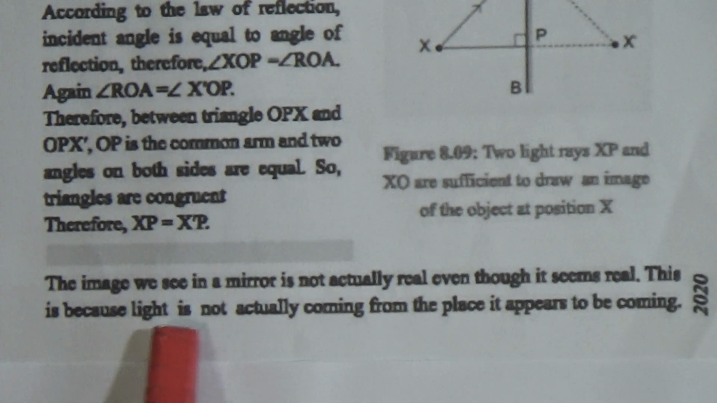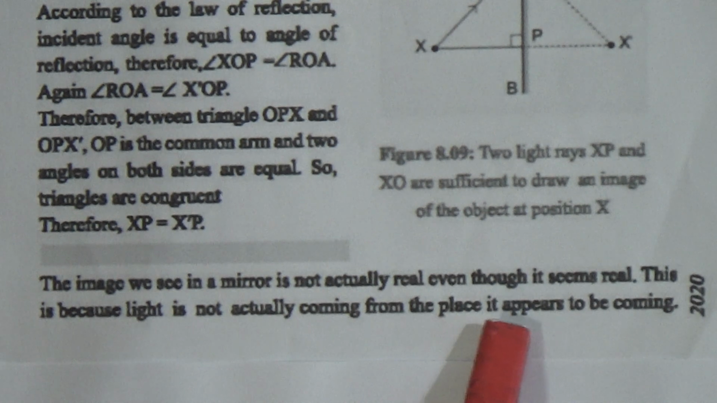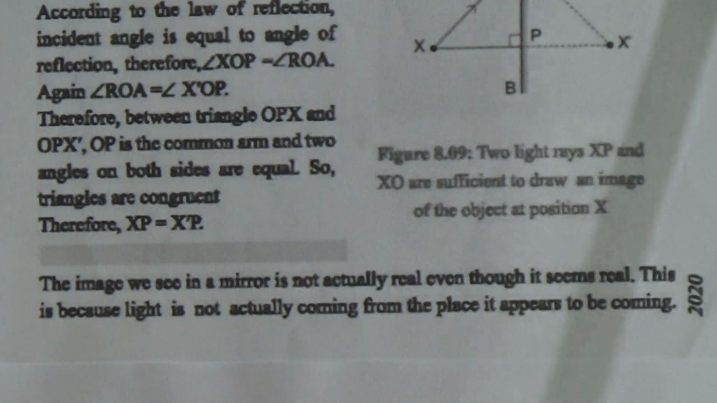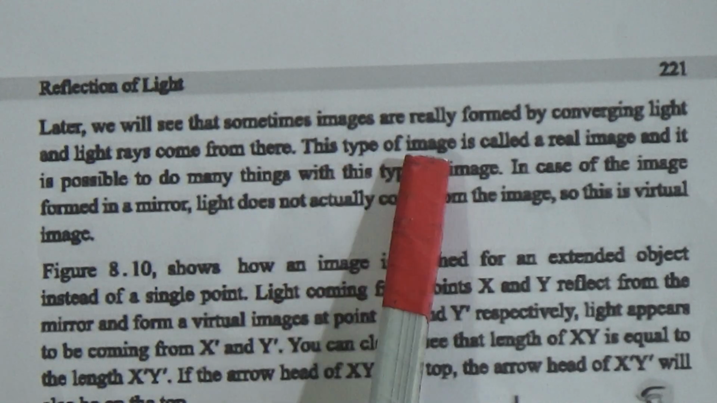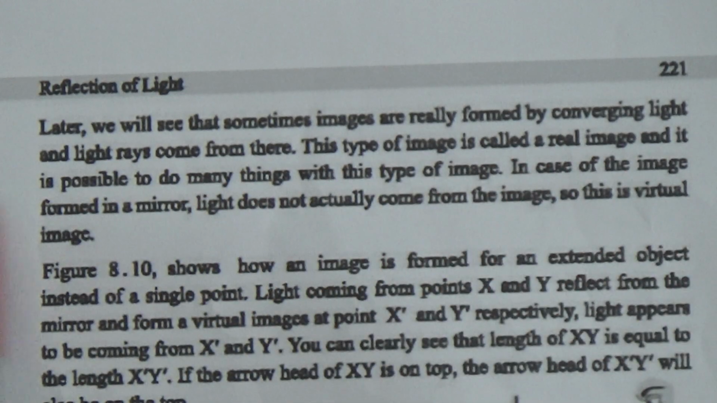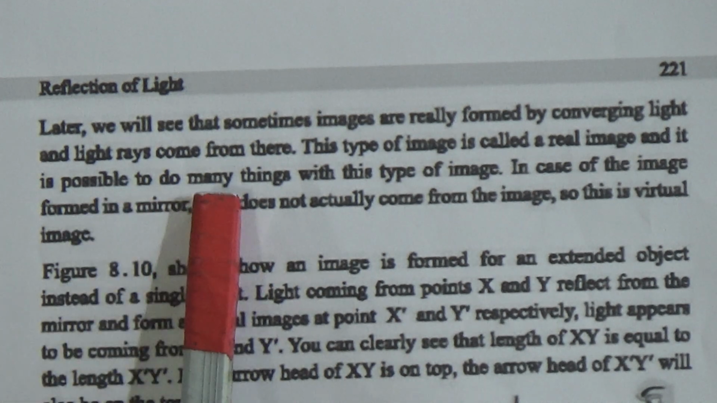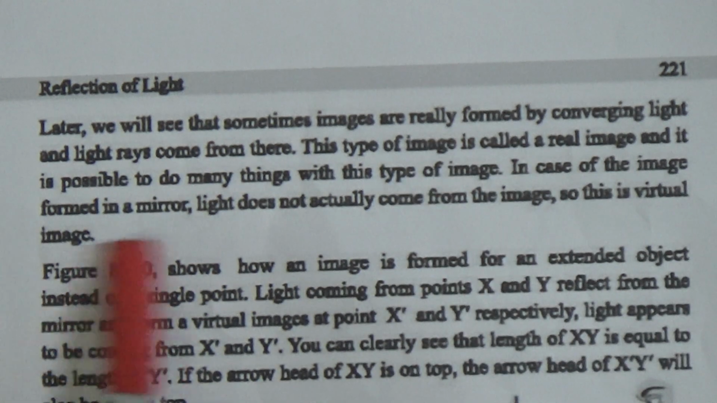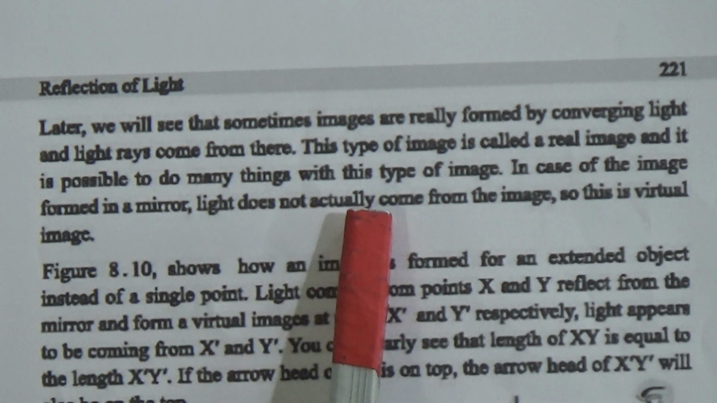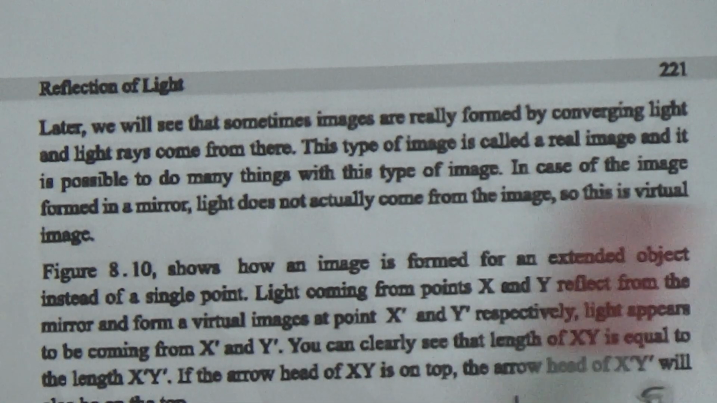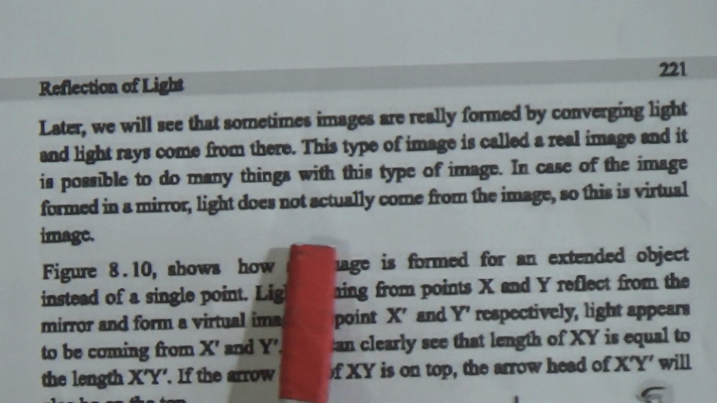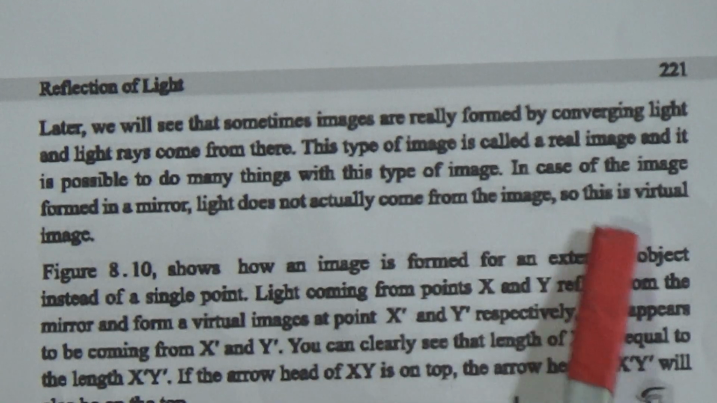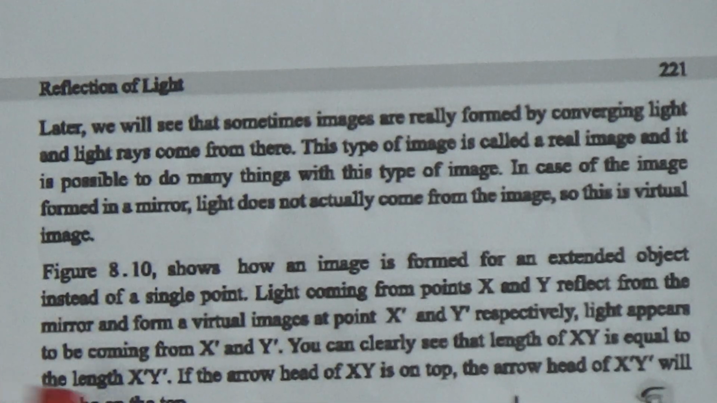The image we see in a mirror is not really real even though it seems real, because light is not actually coming from the place it appears to be coming from. Later we will see that sometimes images are really formed by converging light, and light rays come from there. This type of image is called a real image, and it is possible to do many things with this type of image. In case of the image formed in a mirror, light does not actually come from the image, so this is a virtual image.